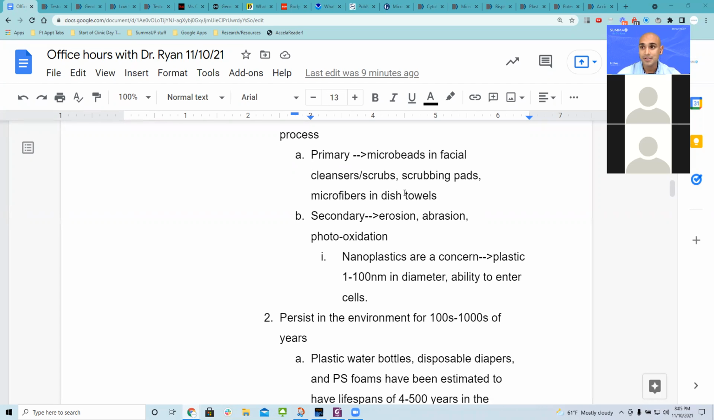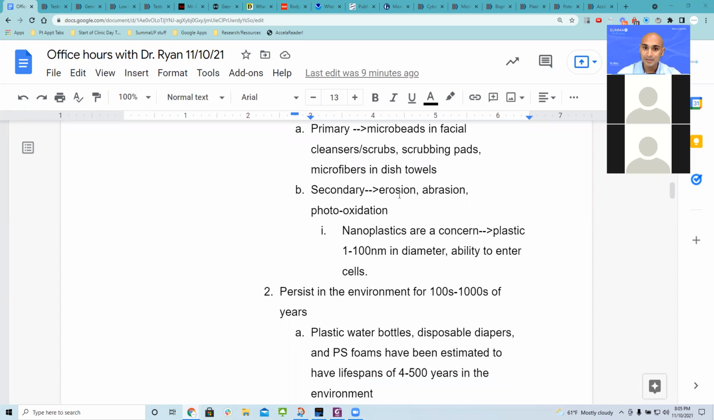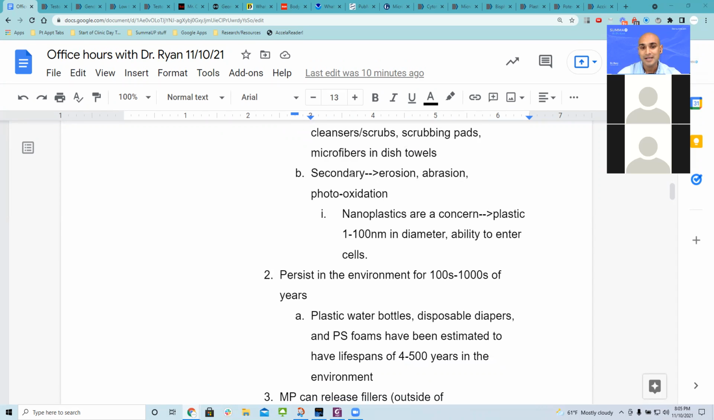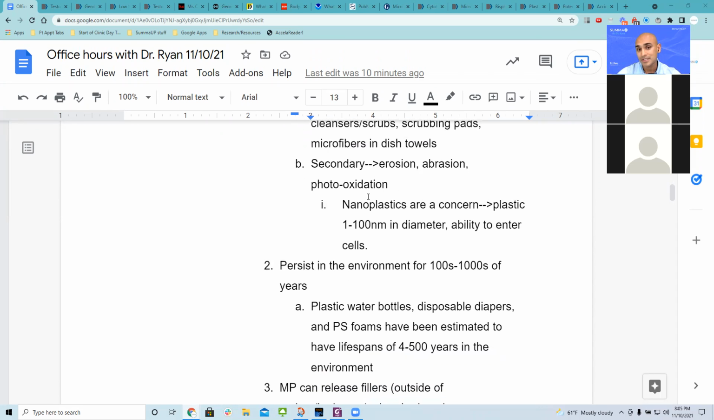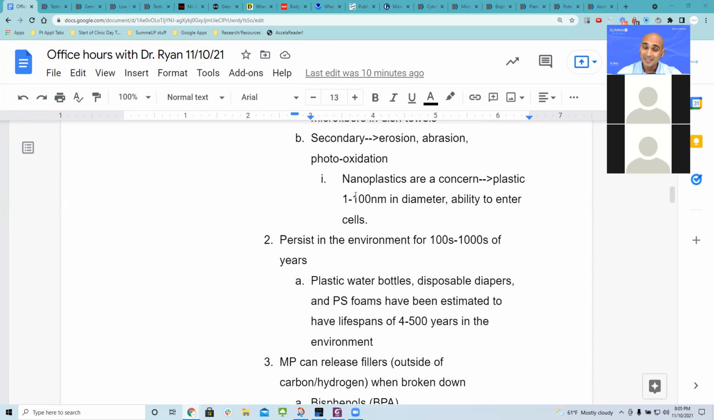These were pretty popular in the US until 2015, until the Obama administration elected to ban them. So we don't see too many manufacturers overtly advertising they use them, although it's still pretty prevalent in the cosmetics industry. They just use different terms for it. And then secondarily, you see it through erosion, abrasion, photooxidation. So basically exposure to the elements, breakdown of the products, trauma to the particular plastic product, and of course, exposure to light.